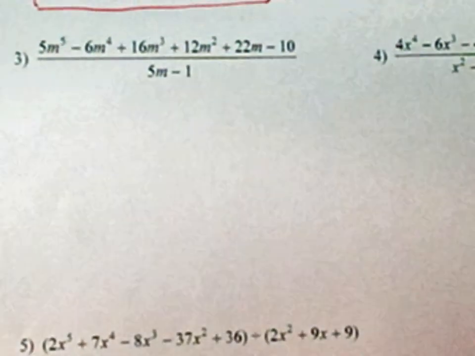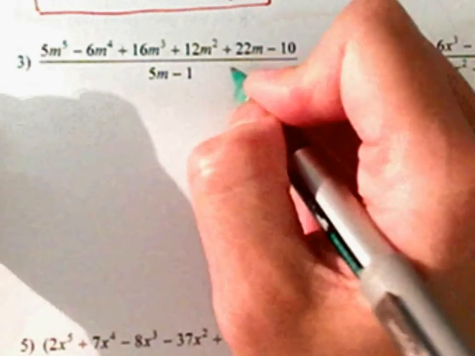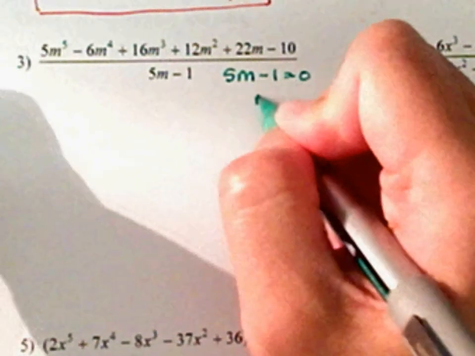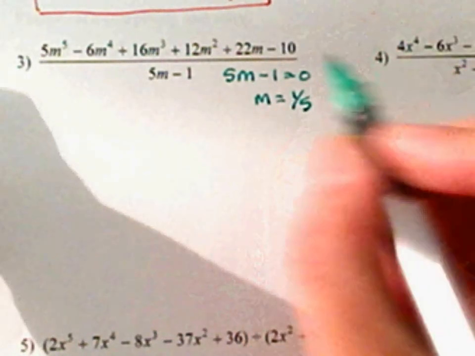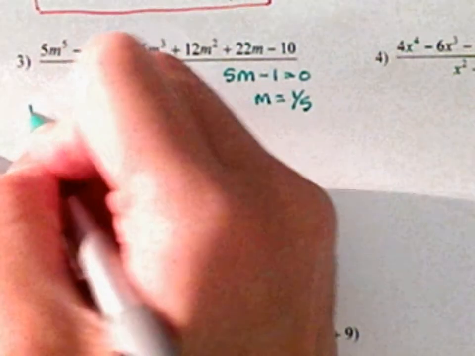Number 3. Okay? This is just written differently, but it's the same thing. Here's your divisor. Set that equal to 0. Solve. So m comes out to be 1 over 5. Add 1, divide by 5. Don't be scared of fractions, guys. It's just a number.